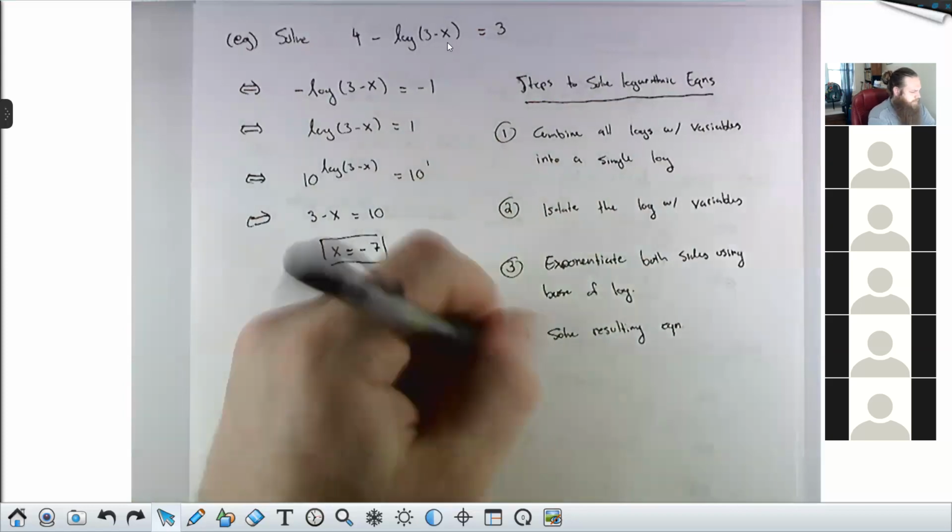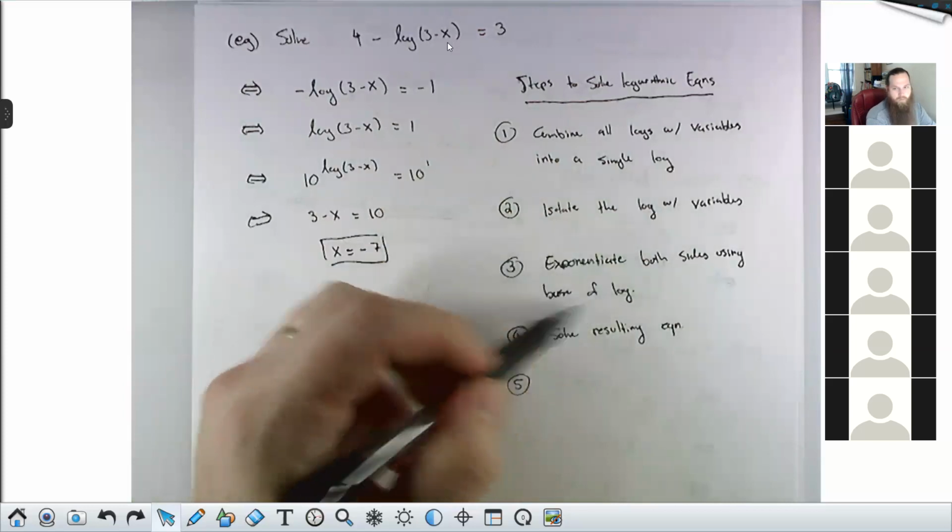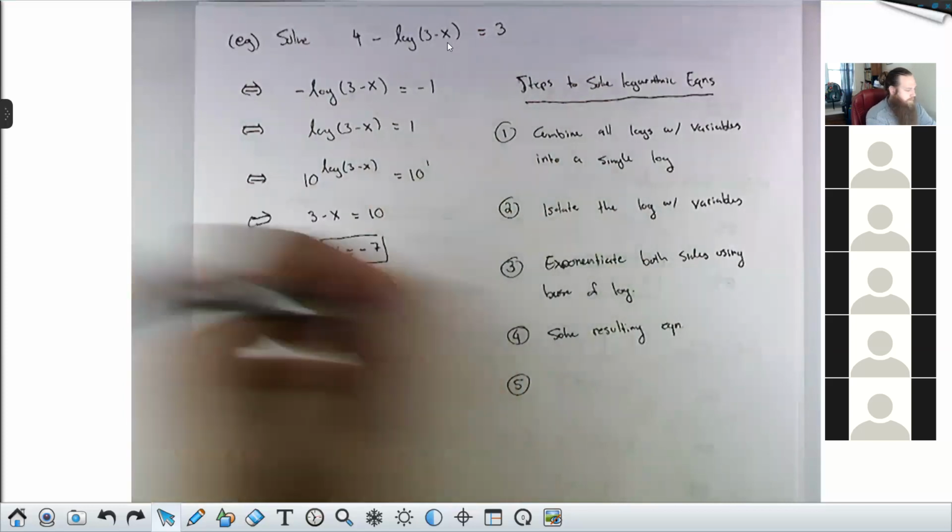I'm going to add one more here though. This is the step where your logarithms are going to go away. You need to check the answer.